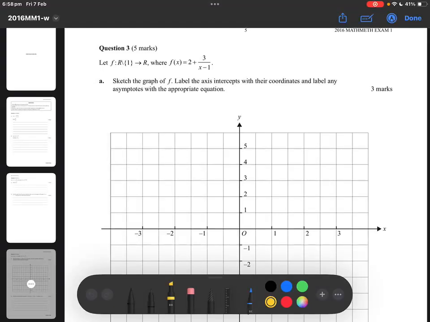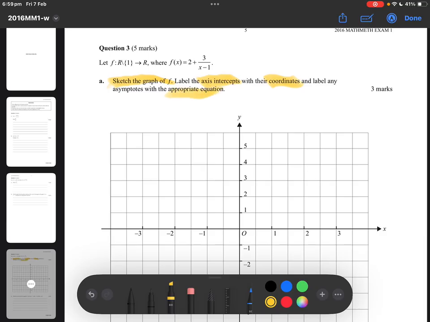This is a very common question for Methods 1s. So it's either sketching a hyperbola or a truncus usually. This is from the 2016 Methods Exam 1, so let's get straight into it. It says sketch the graph of f. We're going to be labeling axes intercepts with coordinates and labeling any asymptotes with appropriate equation.